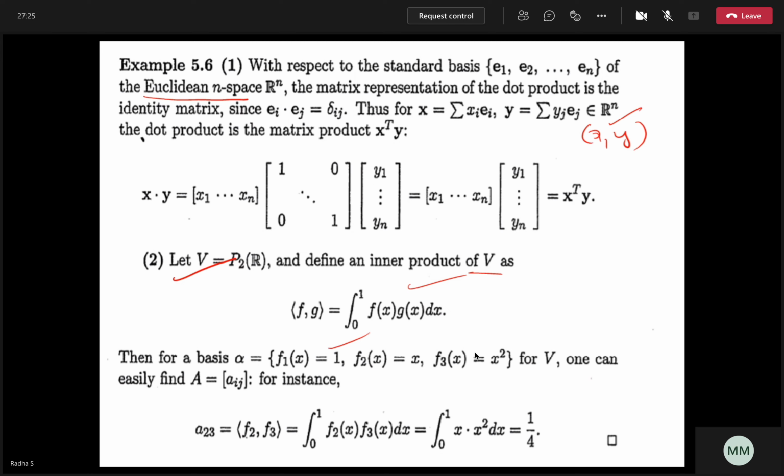Okay, now read this sentence. With respect to the standard basis E1, E2, etc., En of the Euclidean n space R power n, the matrix representation of the dot product is the identity matrix, right? Simply dot product here. So what will be the matrix? It is nothing but the identity matrix. So can you say why the matrix is the identity matrix here? The basis is standard basis.